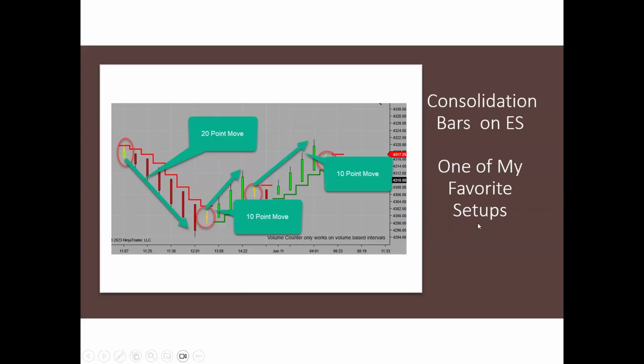All right, so here's another, we said we'd talk about some of our favorite trade setups. With our Trendicator charts, we get these bars that I've circled. They're called consolidation bars. And if we break below those bars or above those bars, we can take a trade. You can see we had a 20-point move down on the first bar, a 10-point move above the second bar, and a 10-point move above the third bar.